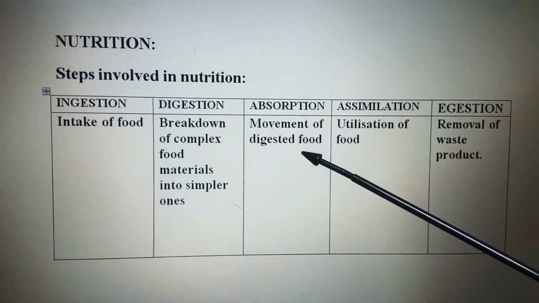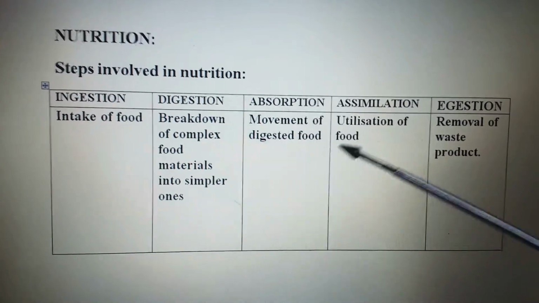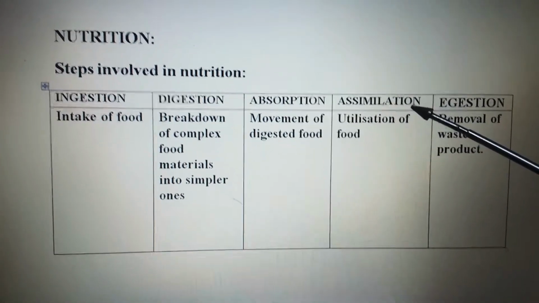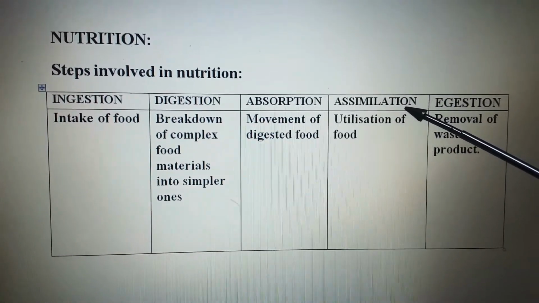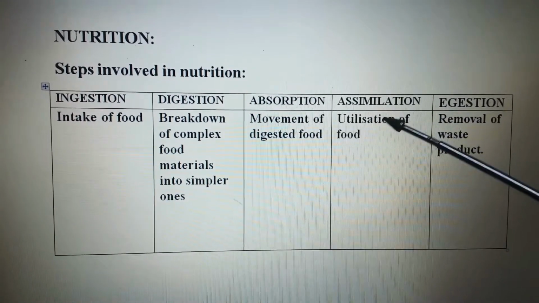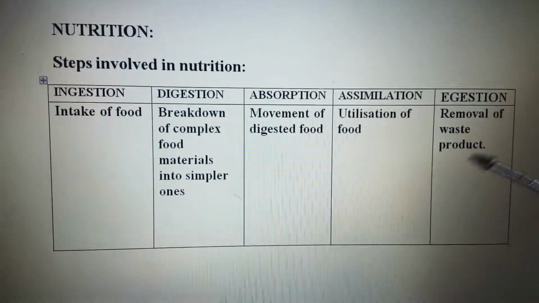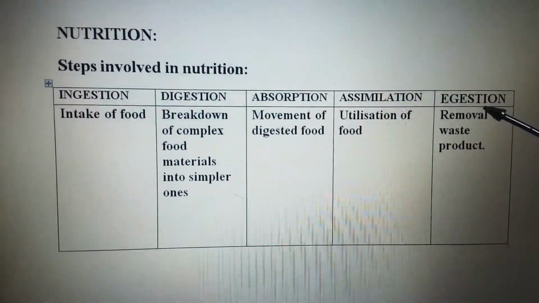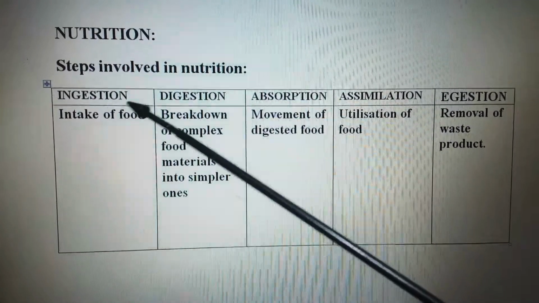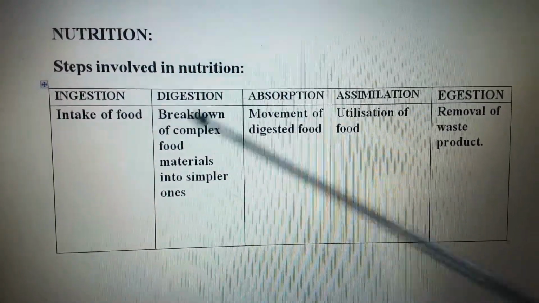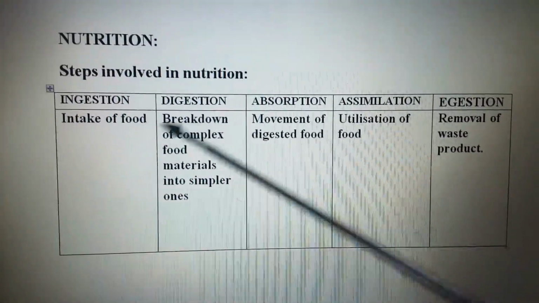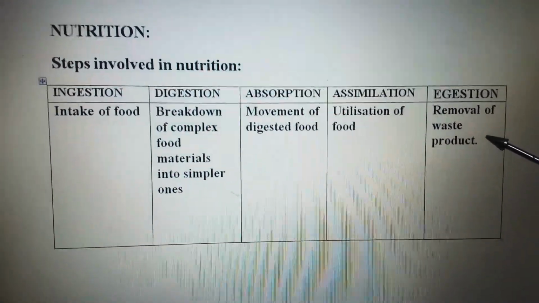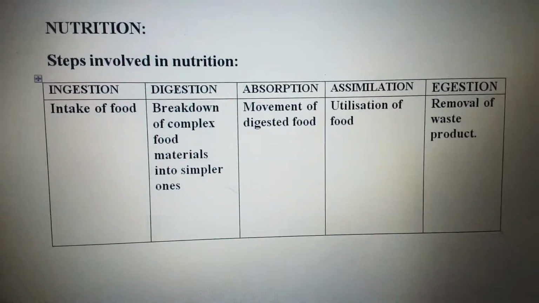the small intestine for the process of absorption, and the utilization of food is done by the process known as assimilation. After the food is absorbed and assimilated, the waste products are removed from the body by the process known as egestion. So the steps involved are, first ingestion, then digestion, absorption, assimilation, and the last process is egestion.